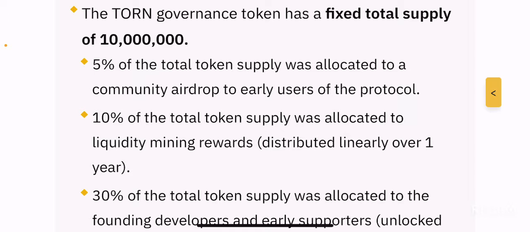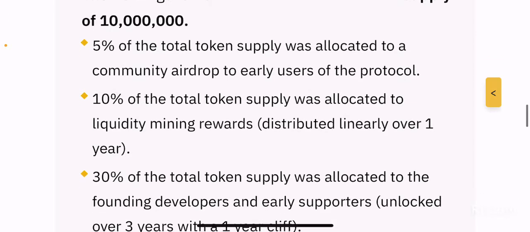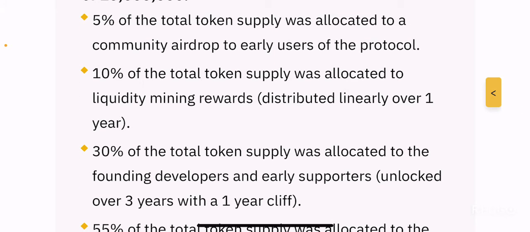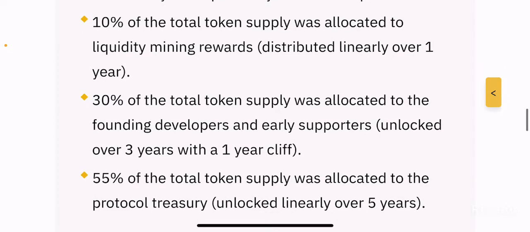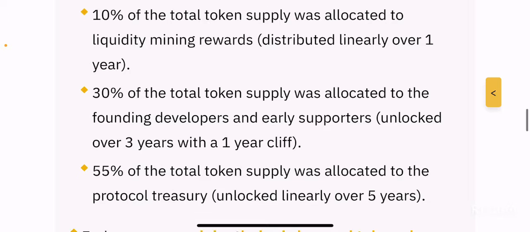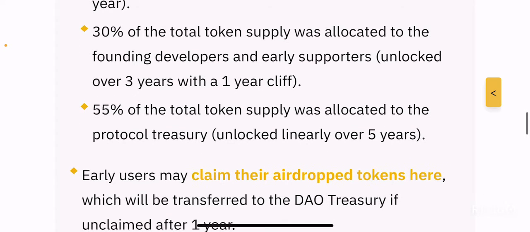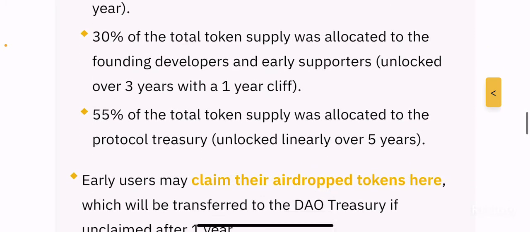5% of the total token supply was allocated to the community airdrop to early users of the protocol. So people who used this protocol very early on were eligible to receive 5% of the total token supply as airdrop. 10% of the total token supply was allocated to liquidity mining rewards distributed linearly over 1 year. So if you are providing liquidity, you can mine this token and earn a small portion of the 10% of the token supply, which is distributed linearly over a 1 year period, right?